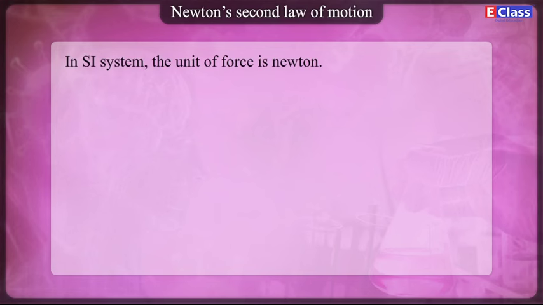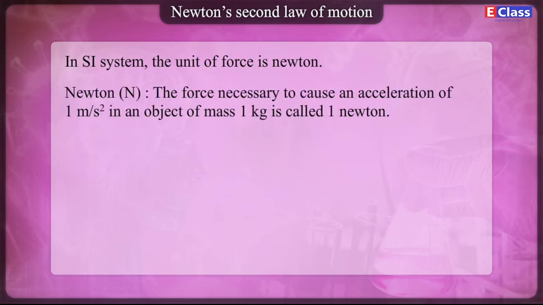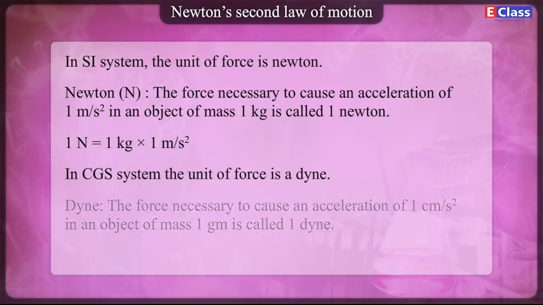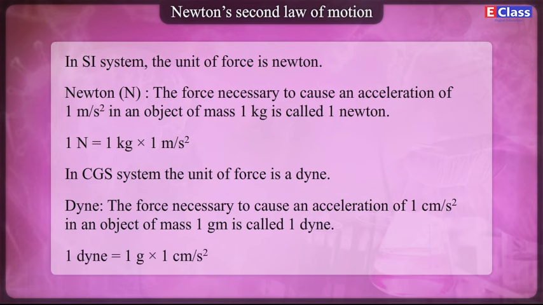In SI system, the unit of force is Newton. Newton, N: the force necessary to cause an acceleration of 1 meter per second square in an object of mass 1 kilogram is called 1 Newton. 1 Newton is equal to 1 kilogram multiplied by 1 meter per second square. In CGS system, the unit of force is a dyne. Dyne: the force necessary to cause an acceleration of 1 centimeter per second square in an object of mass 1 gram is called 1 dyne. 1 dyne is equal to 1 gram multiplied by 1 centimeter per second square.